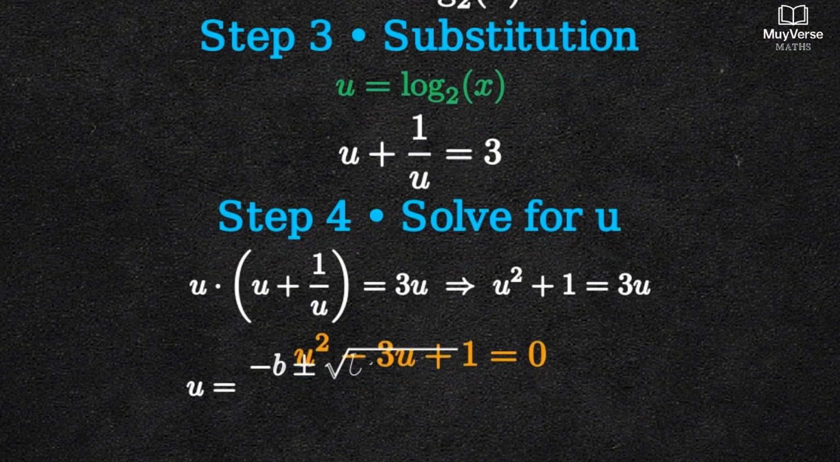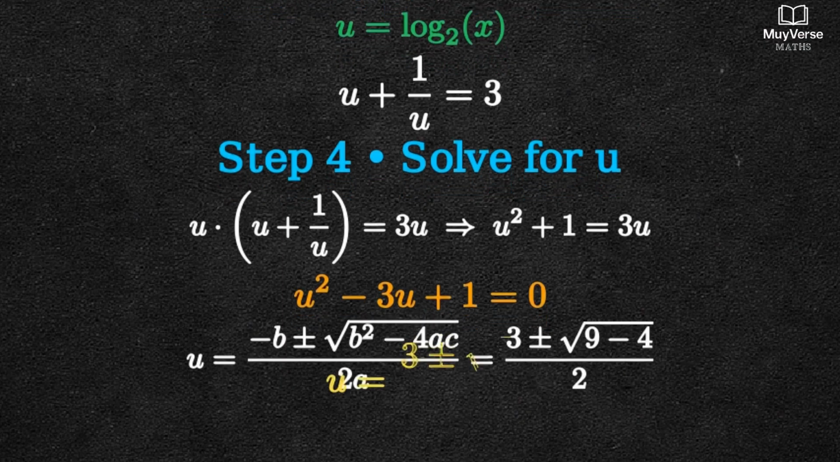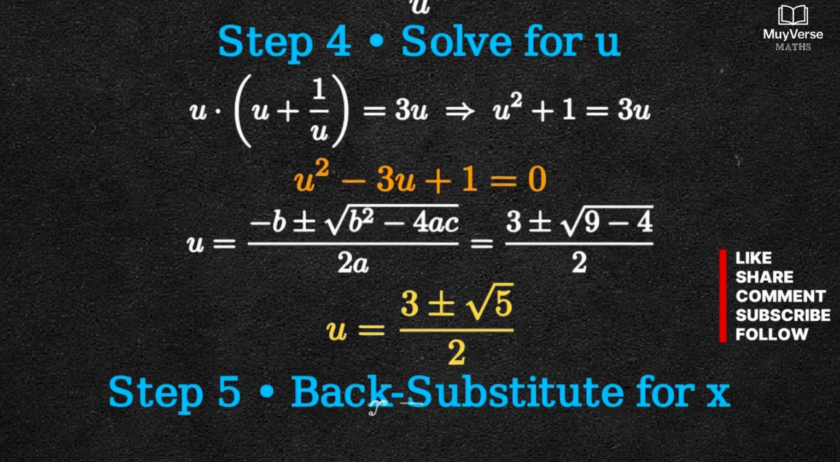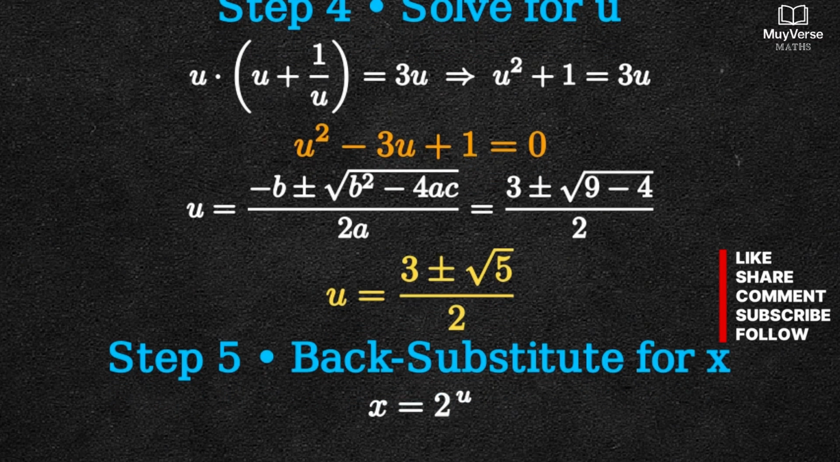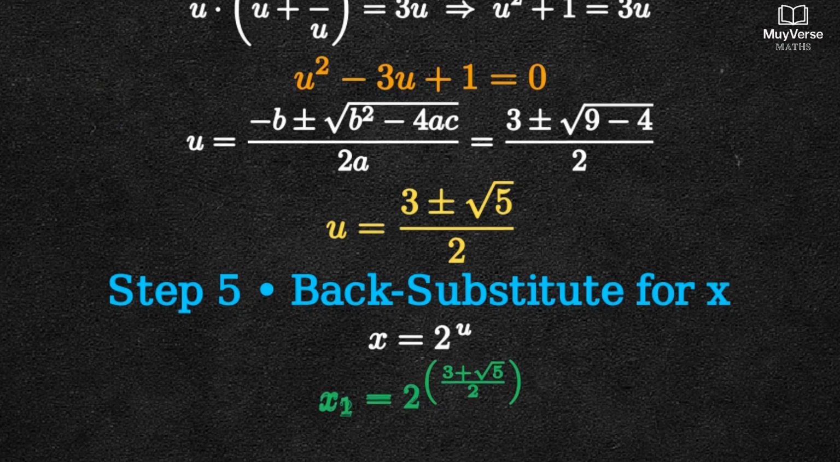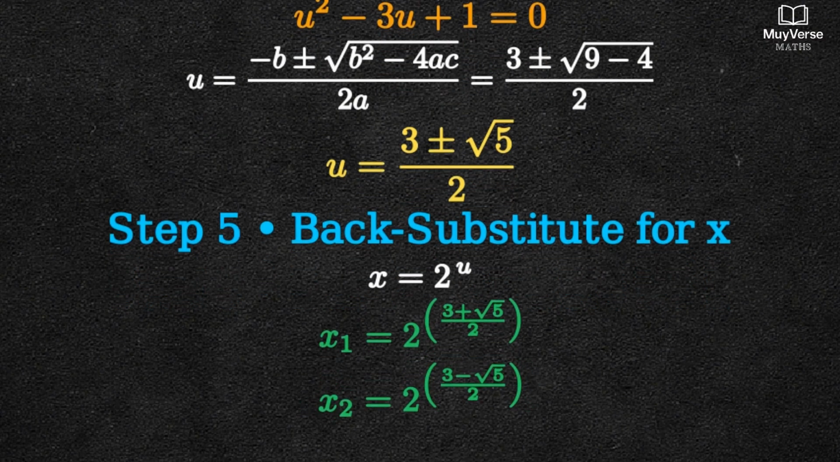Step 5. Convert each u value back to x using u equals log base 2 of x. That means 2 to the u equals x. First case, u equals (3 plus square root of 5) over 2. Then x equals 2 to the power of (3 plus square root of 5) over 2. Second case, u equals (3 minus square root of 5) over 2. Then x equals 2 to the power of (3 minus square root of 5) over 2.